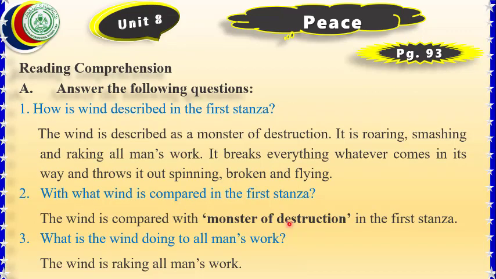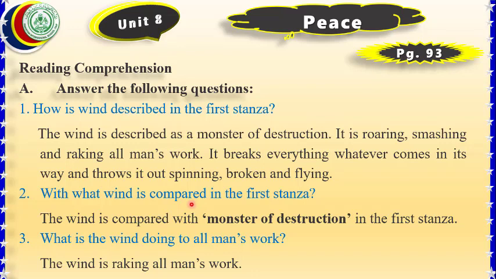This is reading comprehension. There are question answers. We are asked to answer the questions. First question is, how is wind described in the first stanza? The wind is described as a master of destruction. It is roaring, smashing and raking all man's work. It breaks everything, whatever comes in its way, and throws it out, spinning, broken and flying.